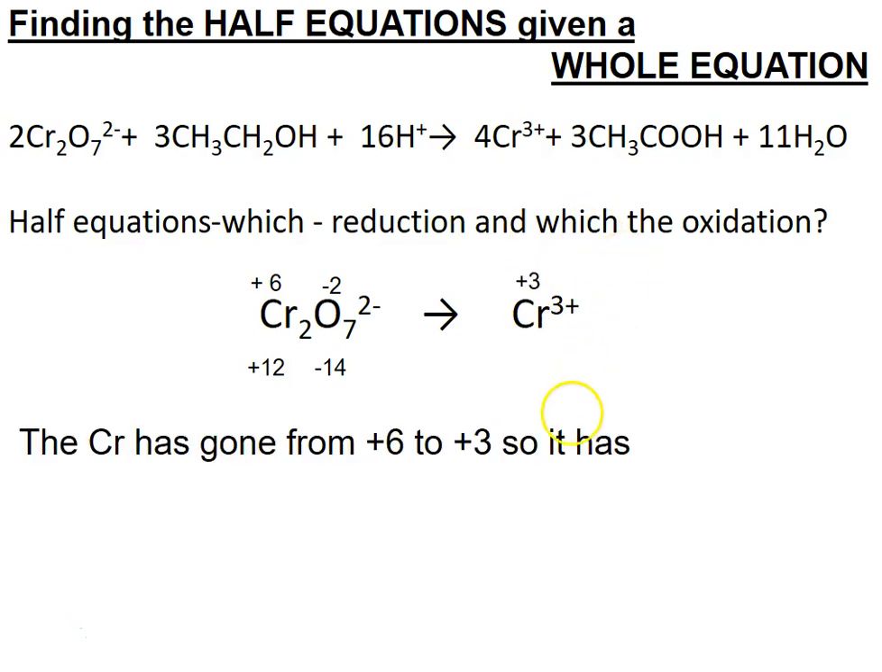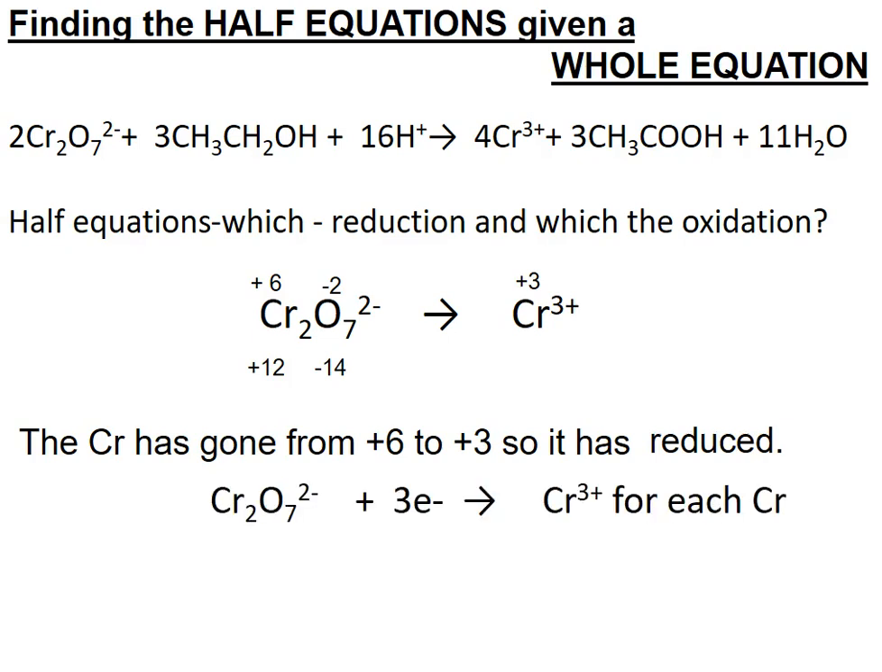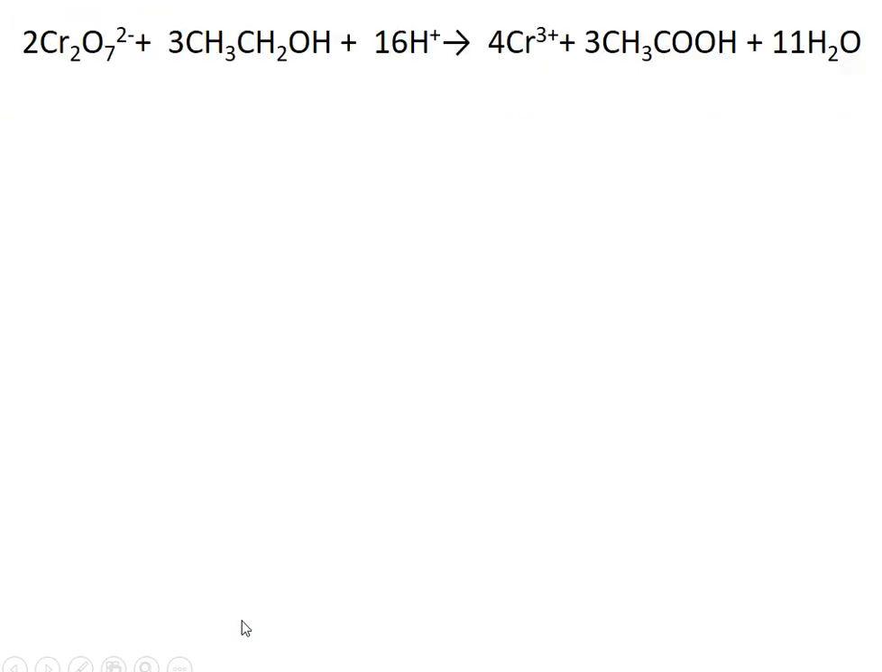So chromium has gone from +6 down to +3. So it's gained negatives, it's been reduced. Each chromium has had to gain 3 electrons. There's 2 chromiums, so altogether you need 6 electrons. So that's balanced our charge, and we know it's a reduction reaction, but if we do it the long way, we need to balance everything except the oxygen first.